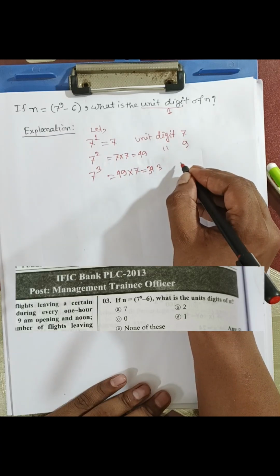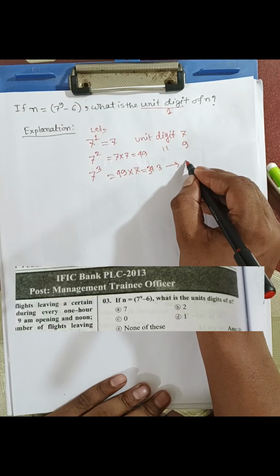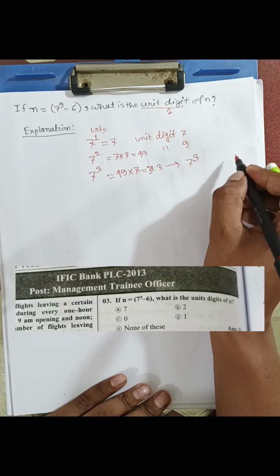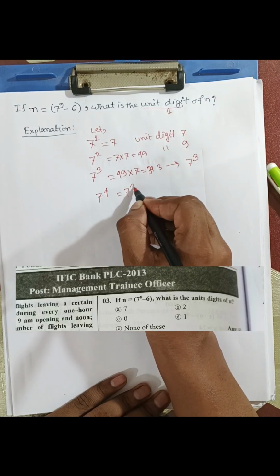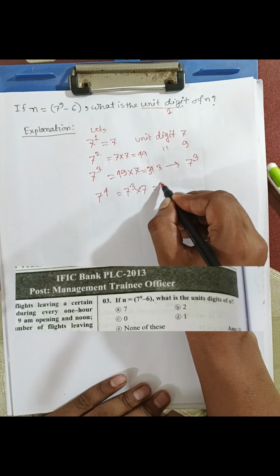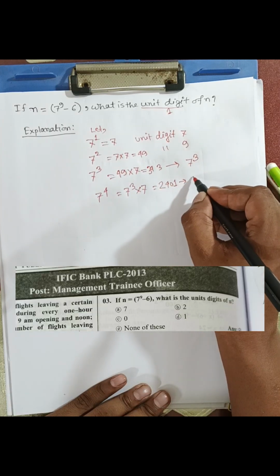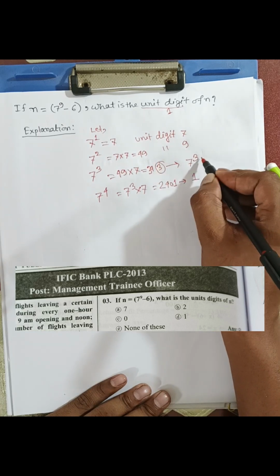343. Unit digit 3. Now 7 to the power 4, 7 cube multiply 7, equals 2401. Unit digit 1. This unit digit.